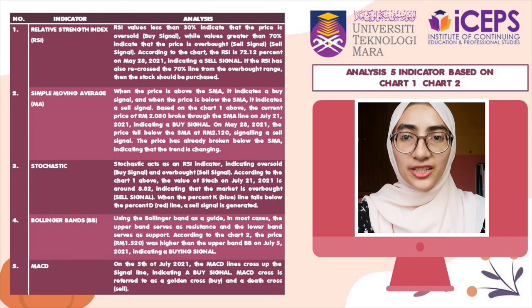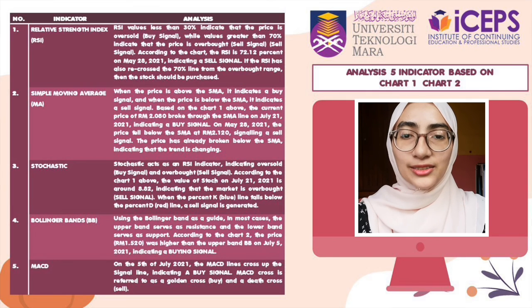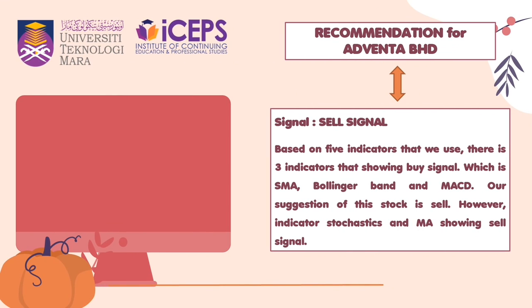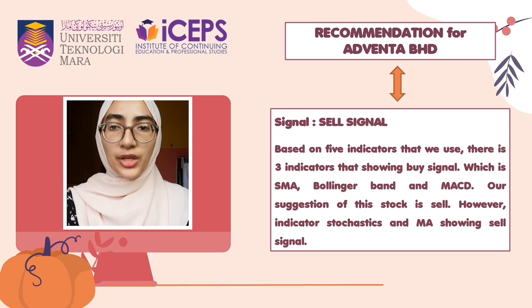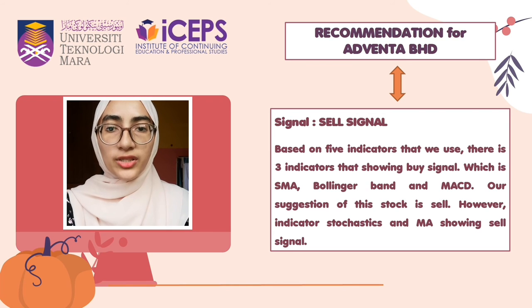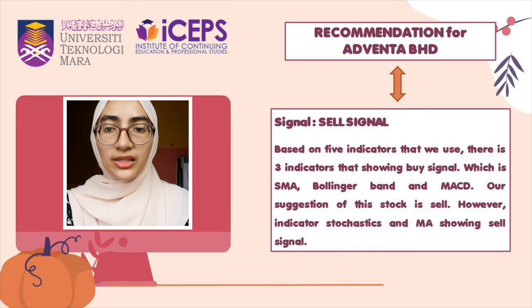As for MACD, on 5th of July 2021, the MACD line crosses up the signal line, indicating a buy signal. Based on the 5 indicators that we use, 3 indicators show a buying signal, which are MA, BB, and also MACD. Our suggestion for Advanta Berhad stock is to sell it.